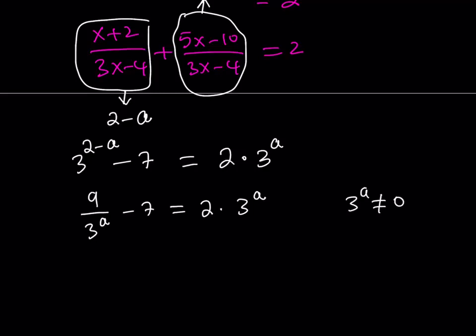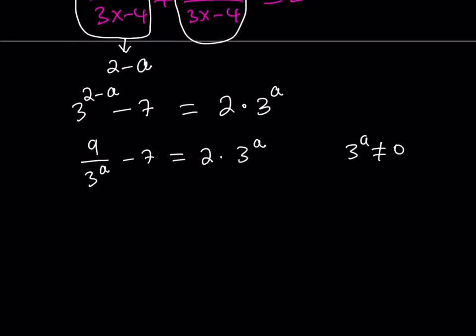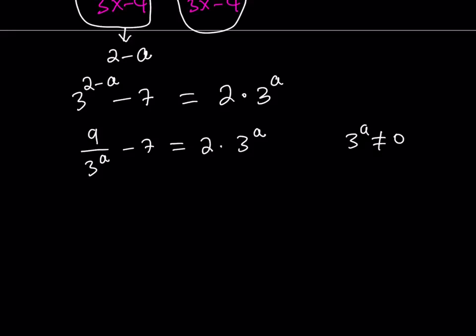I mean, that's impossible unless a is approaching infinity, which is going to be a limit problem. I mean, negative infinity, obviously. So we can multiply everything by 3 to the power a, which gives us 9 minus 7 times 3 to the power a, which is equal to 2 times 3 to the power a multiplied by itself, which is going to be 3 to the power 2a.